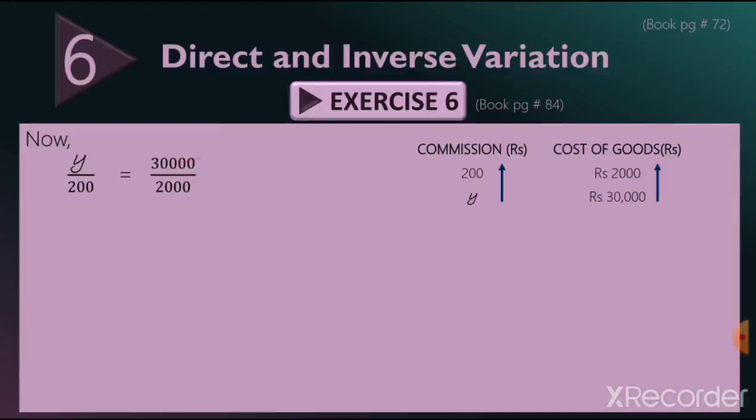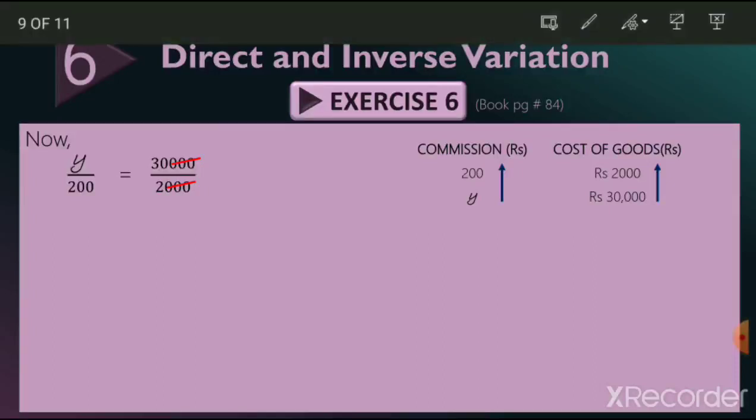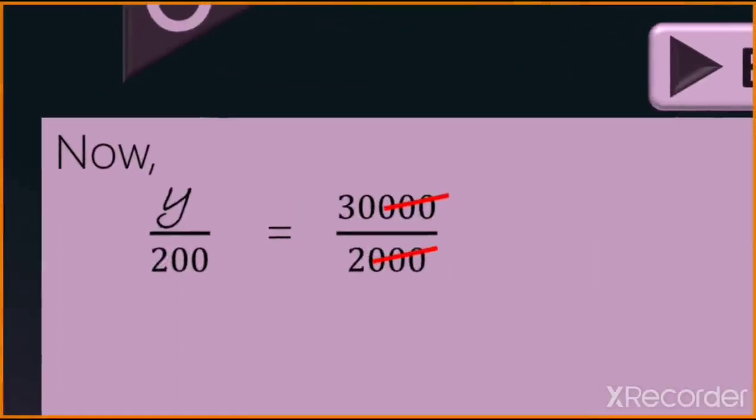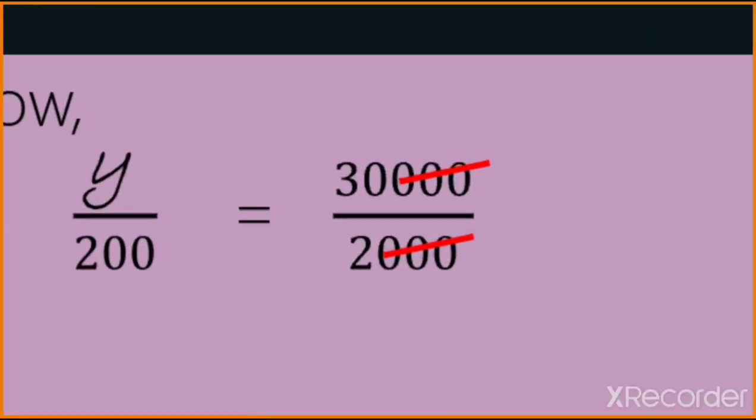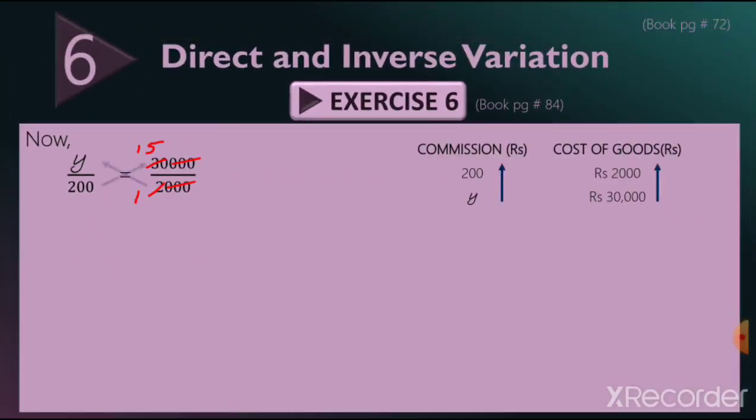After converting it into fractions, these three zeros can be cancelled and 2 and 30 can also be divided by the same number. So 2 ones are 2 and 2 15s are 30. So we have to do the cross product. Now y multiplied by 1 is equal to 15 multiplied by 200. So y multiplied by 1 is y and 15 multiplied by 200 is 3000.